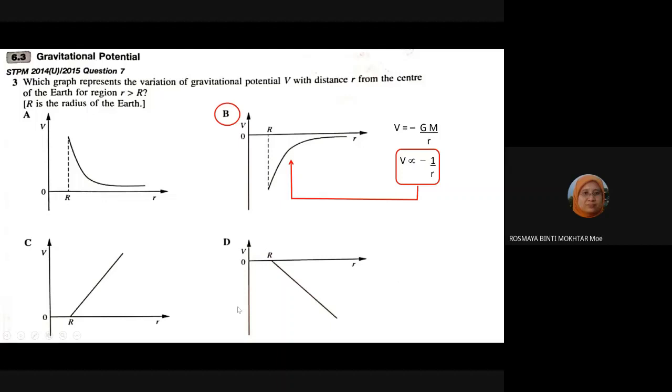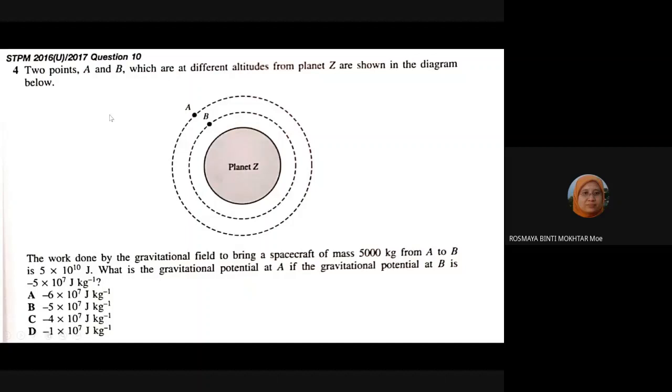So we go to question 4. 2 points A and B, which are at different altitudes from planet Z, are shown in the diagram below. The work done by the gravitational field to bring a spacecraft of mass 5,000 kg from A to B is 5 times 10 to the power of 10 joule. What is the gravitational potential at A if the gravitational potential at B is negative 5 times 10 to the power of 7 joule per kilogram?